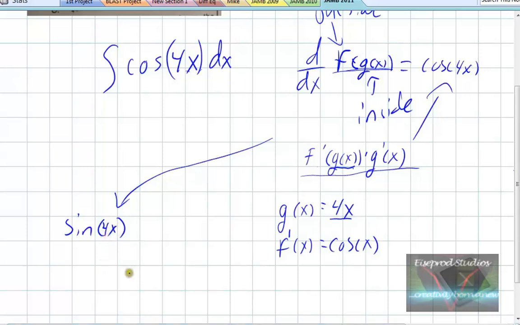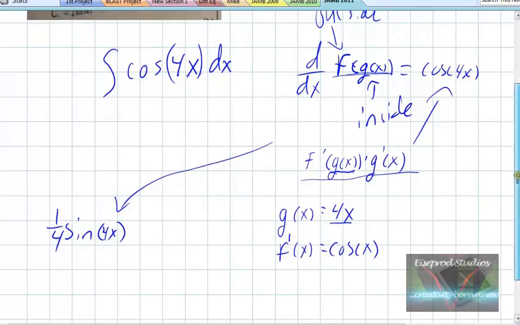But we're not quite there because, as I mentioned earlier, when we take the derivative of this, we're going to get 4 cosine of 4x. And so you always have to check your answer when you're done and see if there are any simple modifications you have to do, such as putting a 1/4 in front of it. So there are just two different ways to think about it.